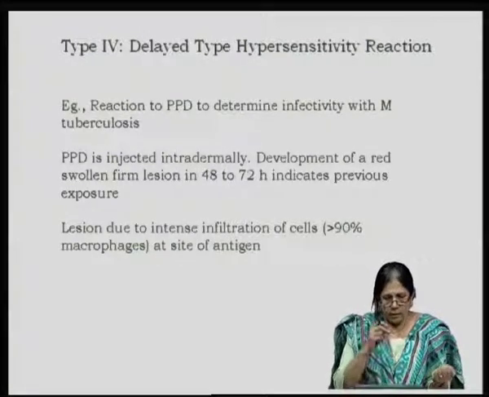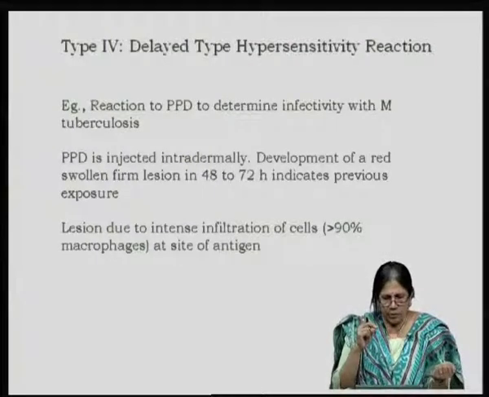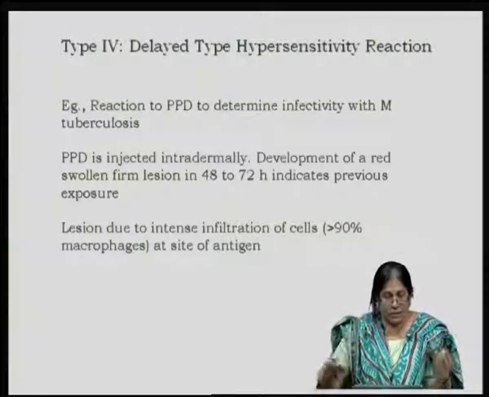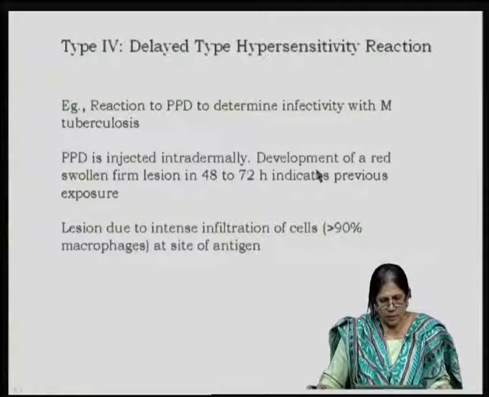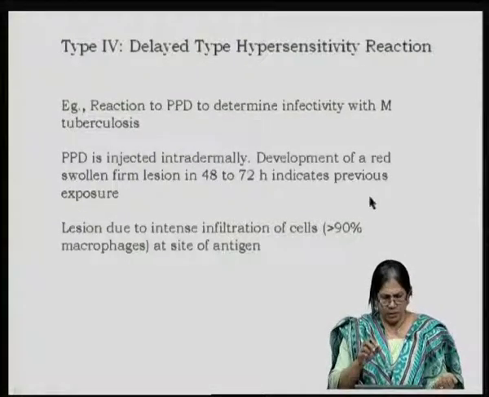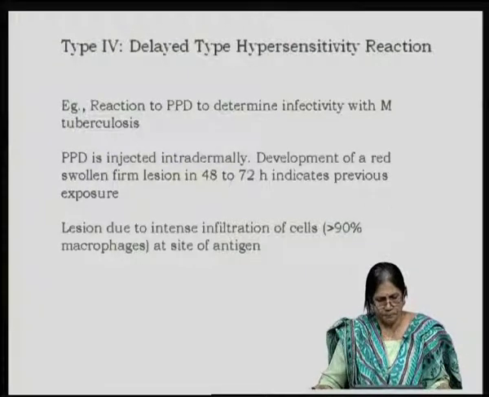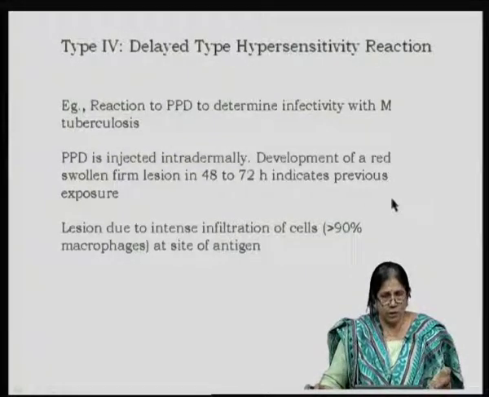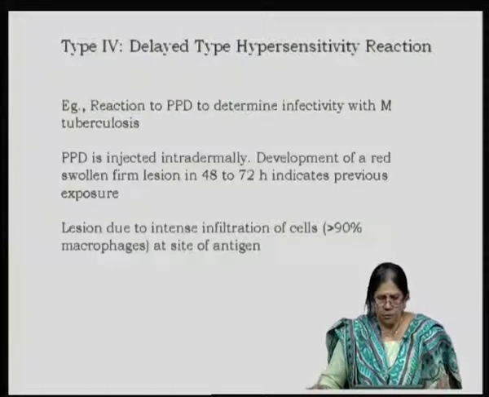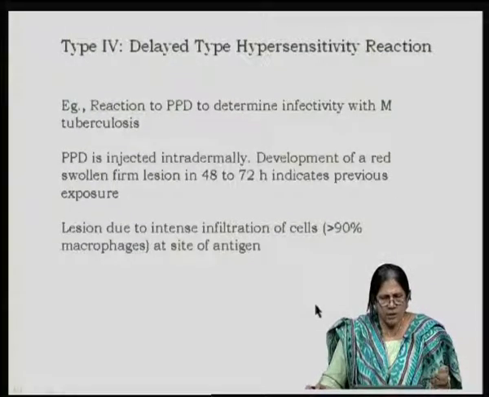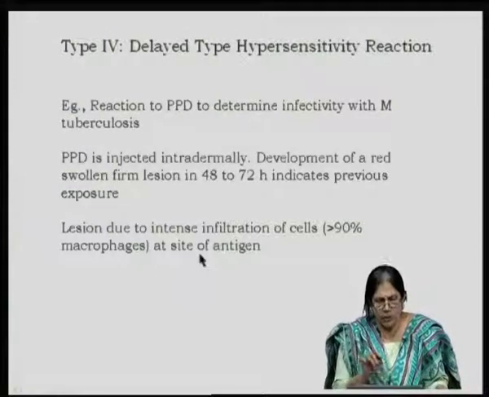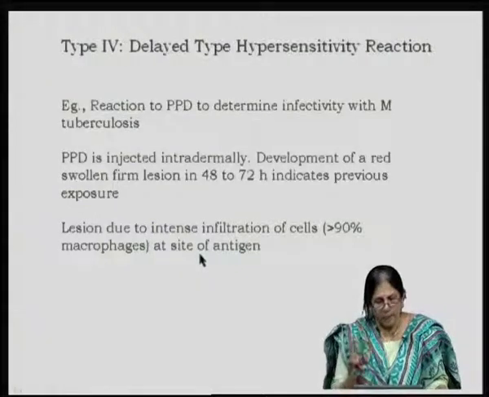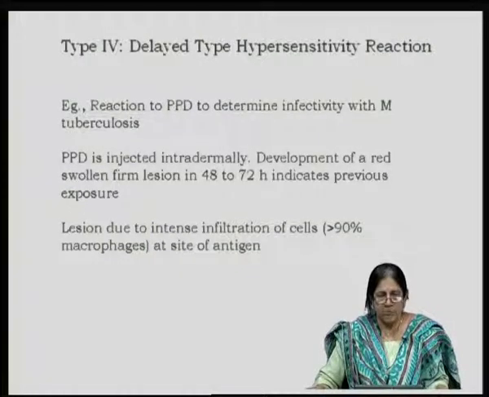Now, if one has antibodies to the T cells to mycobacteria, and if the individual is exposed to PPD, there is development of a red swollen firm lesion within 48 to 72 hours. So, this indicates a previous exposure in that individual to M. tuberculosis. Now, what is this lesion due to? The hard lesion, which appears at 48 to 72 hours, is due to intense infiltration of cells, 90% of which are macrophages at that particular site.